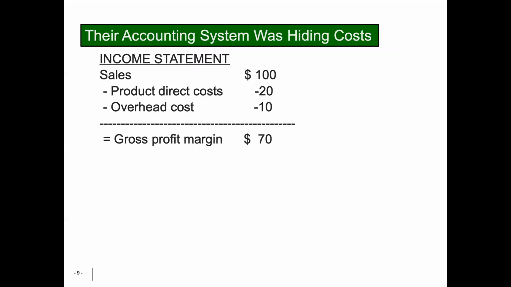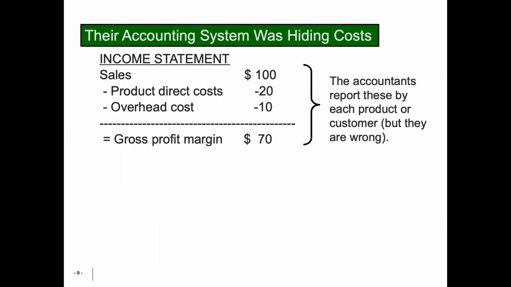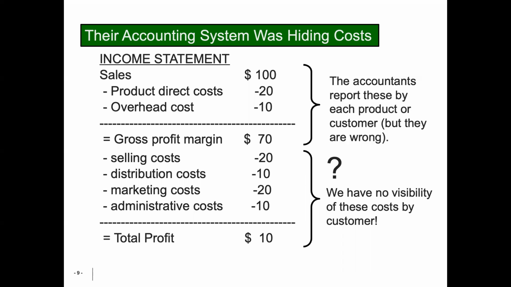Now, their accounting system typically looks at their sales figures, subtracts product direct cost, and subtracts the overhead costs to get their gross profit margin, as we see here. Now, these are the costs, and the accountants report these by each product or customer. But in reality, they don't really know these overhead costs per customer, per product. Therefore, the assessment of this gross profit margin is not necessarily correct, because they don't necessarily have visibility on costs associated with selling, distribution, marketing, administrative. If we start adding these costs and subtract them from the gross profit margin, we might end up seeing a very different picture of that customer or product in terms of profitability.